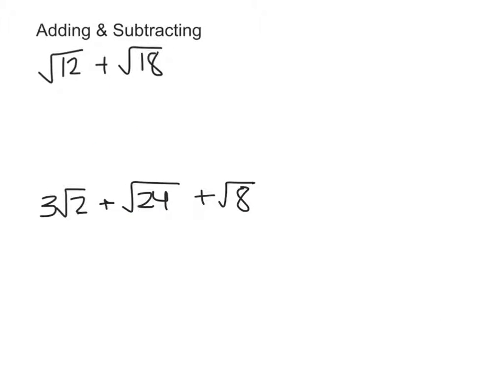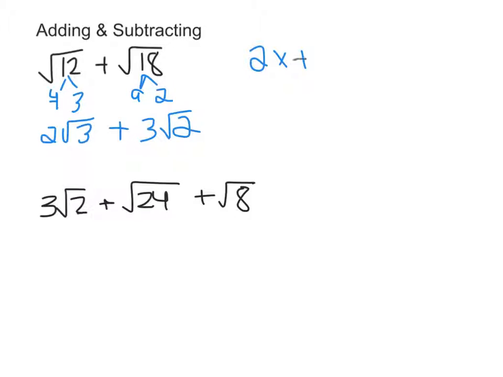All right, adding and subtracting. Adding and subtracting radicals must have the same exact radical. So square root of 12 and square root of 18, let's first figure out how we can simplify these. I know that 12 is made up of 4 and 3. So that means I have 2 square root of 3 plus 18 we know is made up of 9 and 2. Remember, always look for those perfect squares. So 3 radical 2.